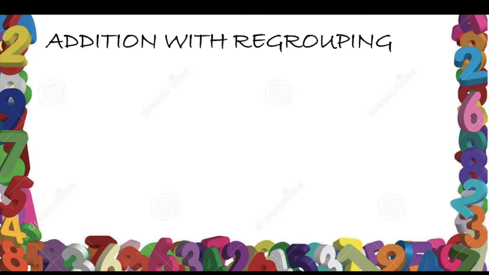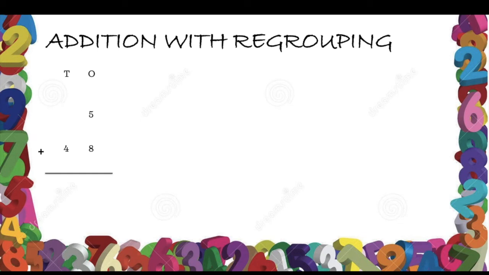Regrouping is also called carrying over. Here we have tens place and ones place. In ones place we have 5 and 8. In tens place we have 4. So while adding, what symbol should you put? You should put the addition symbol. While adding, you have to keep the bigger number in your mind. So 8 in your mind, 5 in your finger. After 8, 9, 10, 11, 12 and 13.